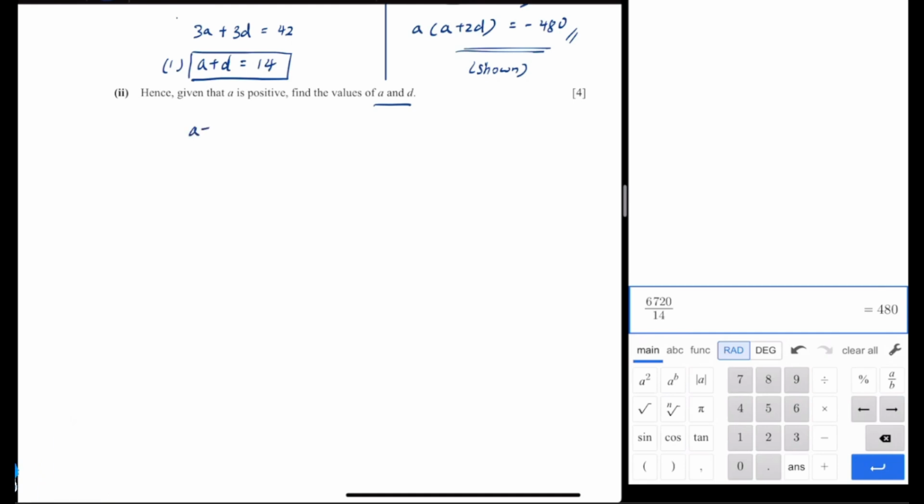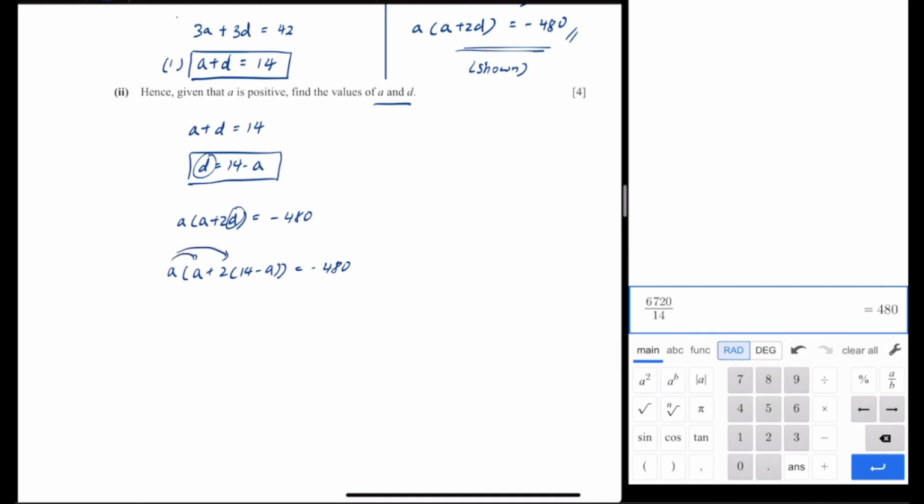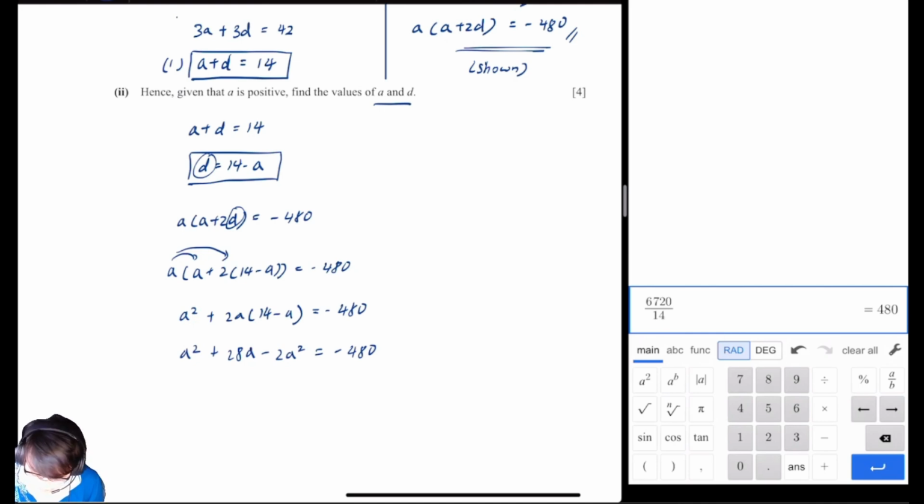Given that a plus d is equal to 14, we can just make d the subject. This will be the equation for us to use later on. And using the one that we have proven earlier, a(a plus 2d) is minus 480, just replace the d with (14 minus a). Multiply the a inside, so there will be a squared plus 2a(14 minus a) minus 480, so a squared plus 28a minus 2a squared minus 480. So we can basically solve a quadratic. I'm just going to simplify everything, so that will be minus a squared plus 28a plus 480.